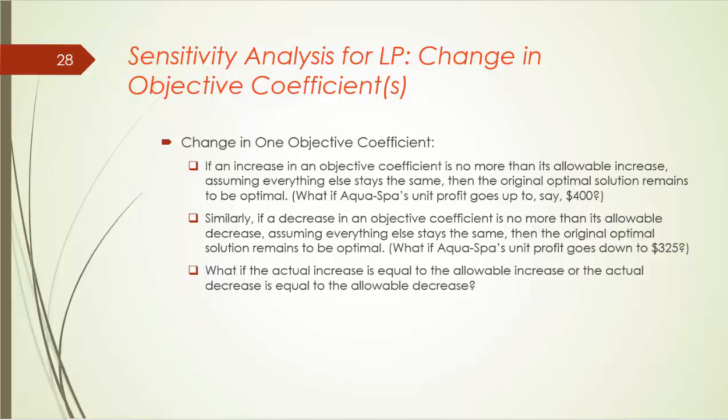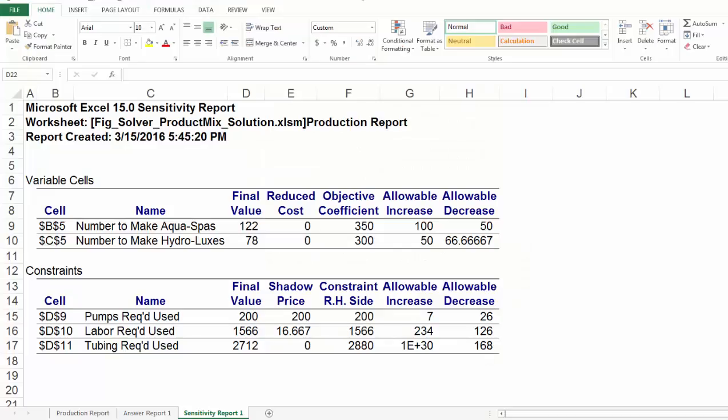Let's take a look at the sensitivity report of the Blue Ridge example first. This is what the sensitivity report of Blue Ridge example looks like. For the most part, it's pretty straightforward. In D column, we have some final values, such as 122 aquaspars, 78 hydrolux, that is our optimal solution. And final values for constraints, we used 200 pounds, 1566 hours of labor, and 2712 feet of tubing.